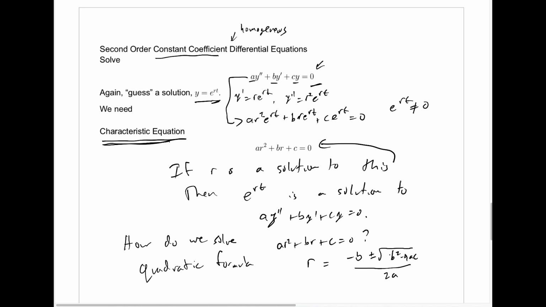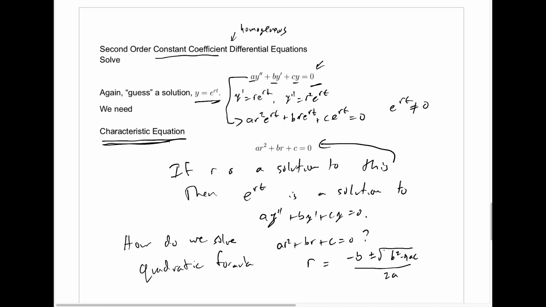Of course, we have to be careful here about what's under the square root. So there'll be several different cases, and over the next week or so, we'll discuss what's going on in the different cases, because it will be important for us to solve second-order linear constant coefficient homogeneous differential equations.